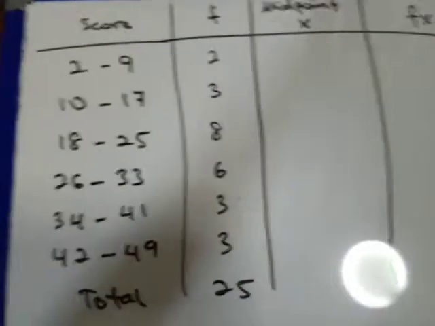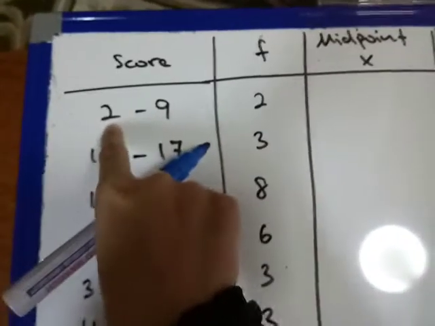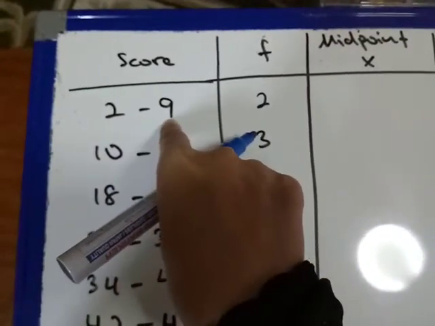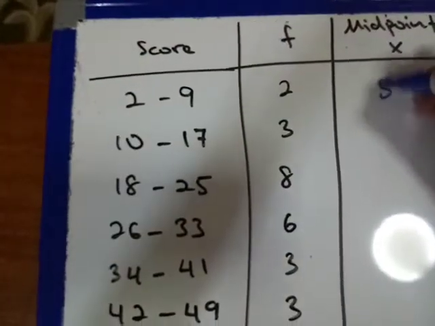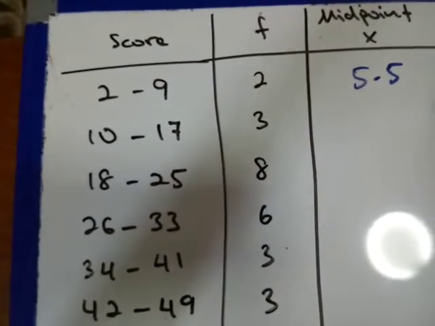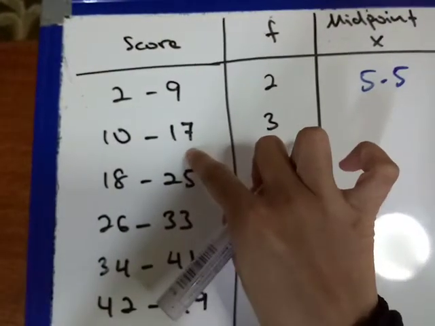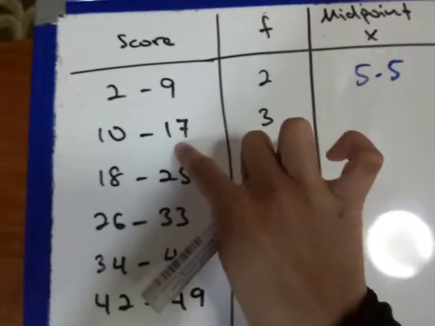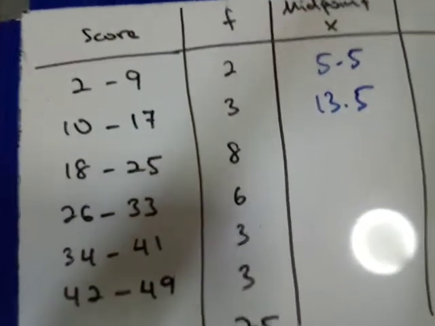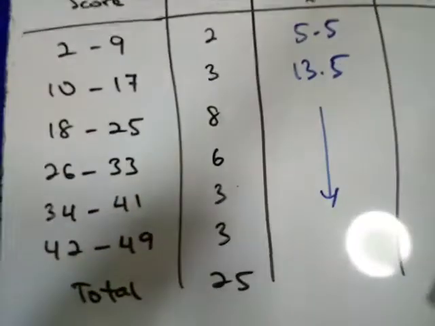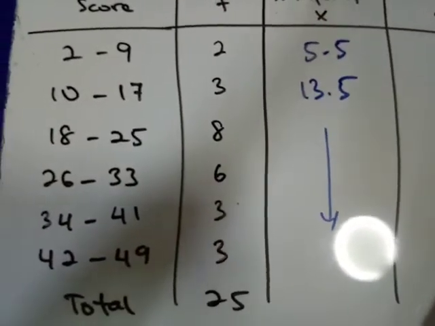Okay, macam mana nak cari midpoint? 2 plus 9 divide 2, you get 5.5. Okay, 10 plus 17 divide 2, you get 13.5. And so on lah. Awak cari. Okay, find the midpoint first.